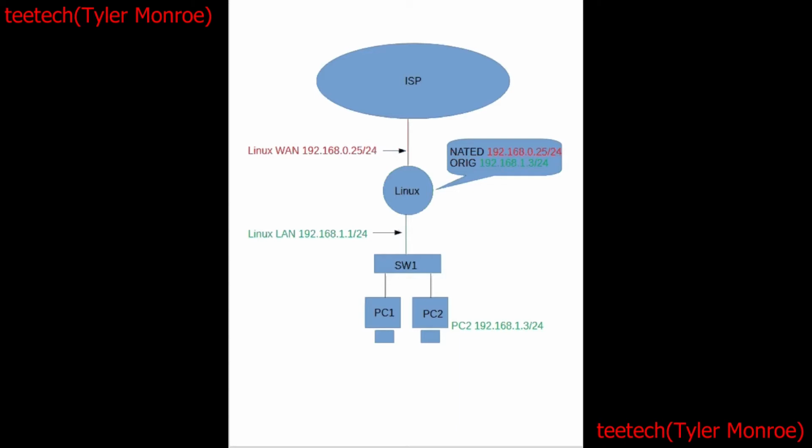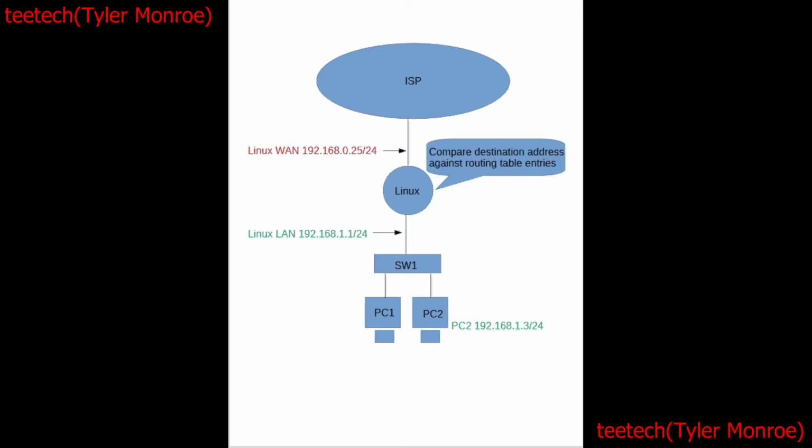So we want to just take that source address at layer 3 in the IP header, and we want to change that to 192.168.0.25. And after we change that address, that makes an entry, a translation entry. But once this is done, then we can route the packet.